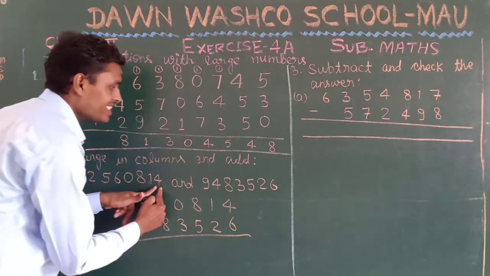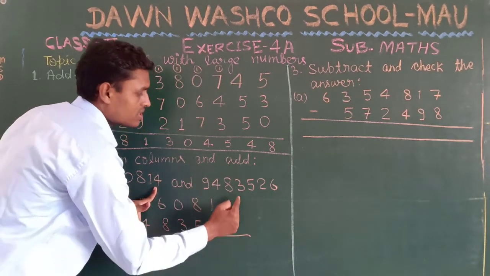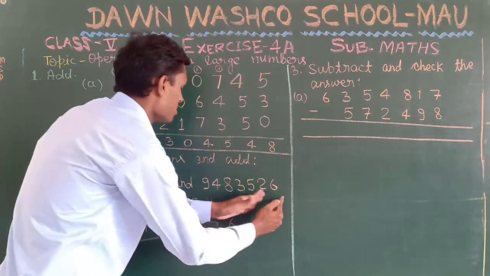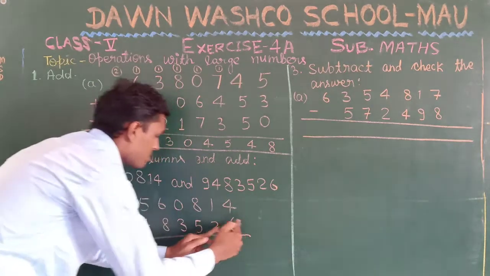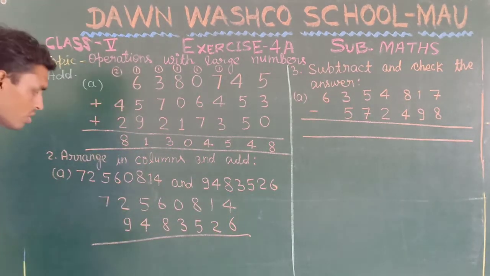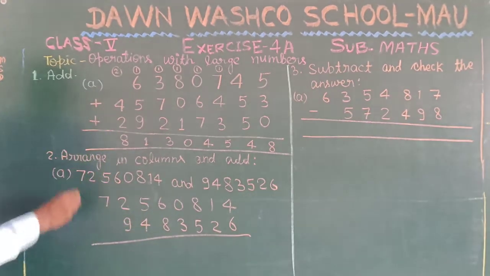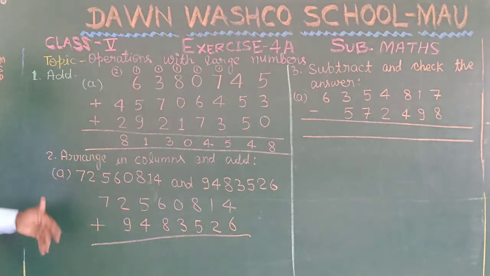Okay, write like this, because we will write the 1's digits together. The 1's digit of the second number goes below the 1's digit of the first number. By this method we can write it. So this is the column method for this question, and we have to add both these numbers.